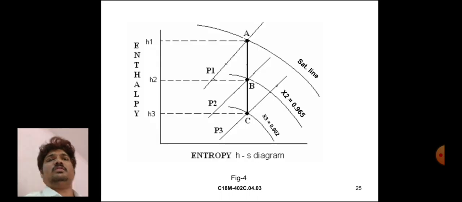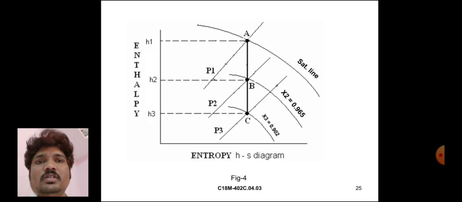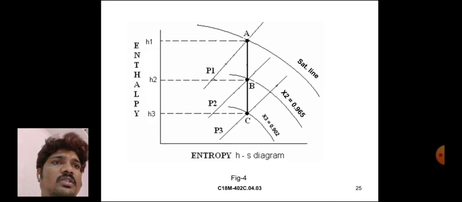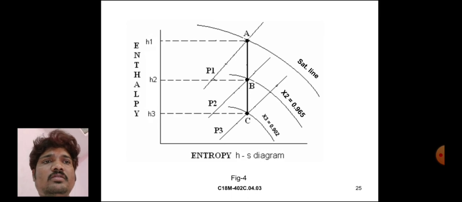In the HS diagram, enthalpy is indicated on the y-axis, entropy on the x-axis. P1 is the entry steam pressure, P2 is the throat pressure, P3 is the exit steam pressure. A, B, C will be saturated lines. X2 is the dryness fraction at the throat, 0.965, X3 is the dryness fraction at the exit, 0.902, as shown in the HS diagram.